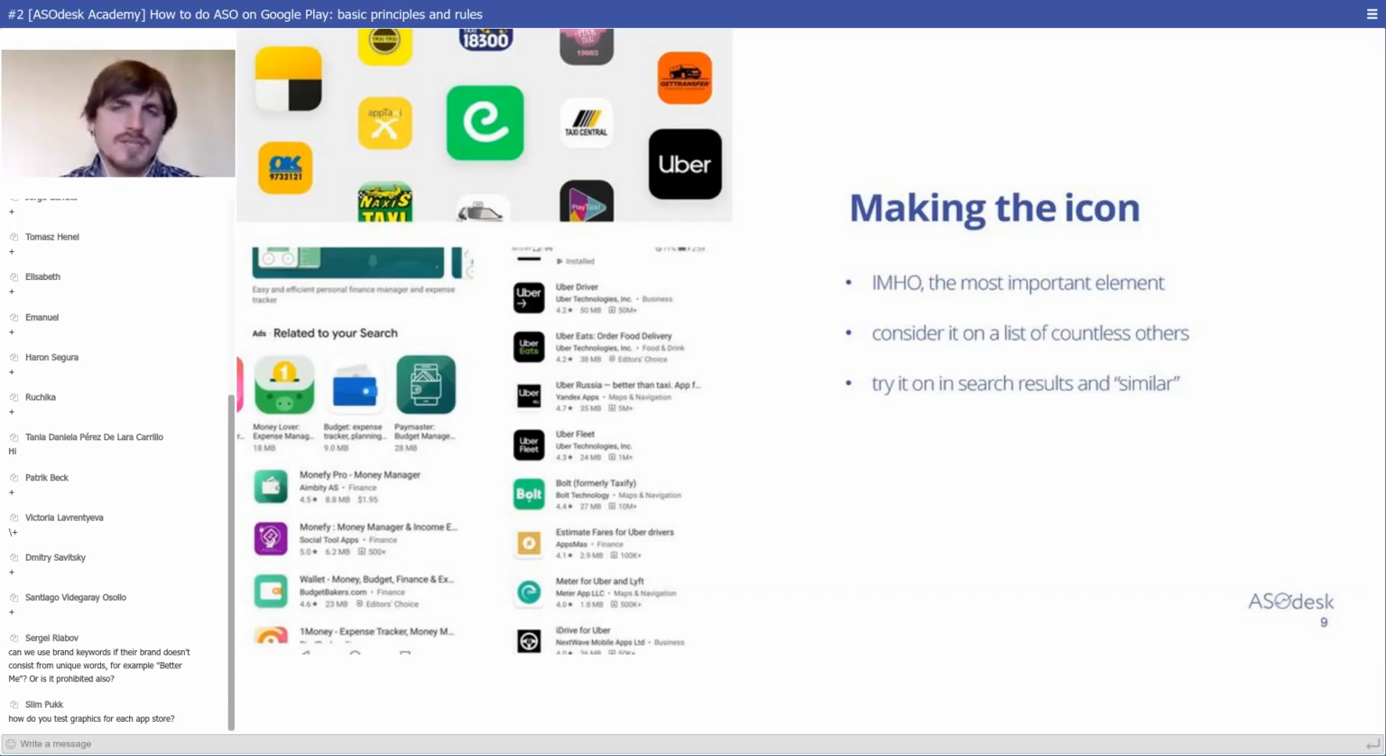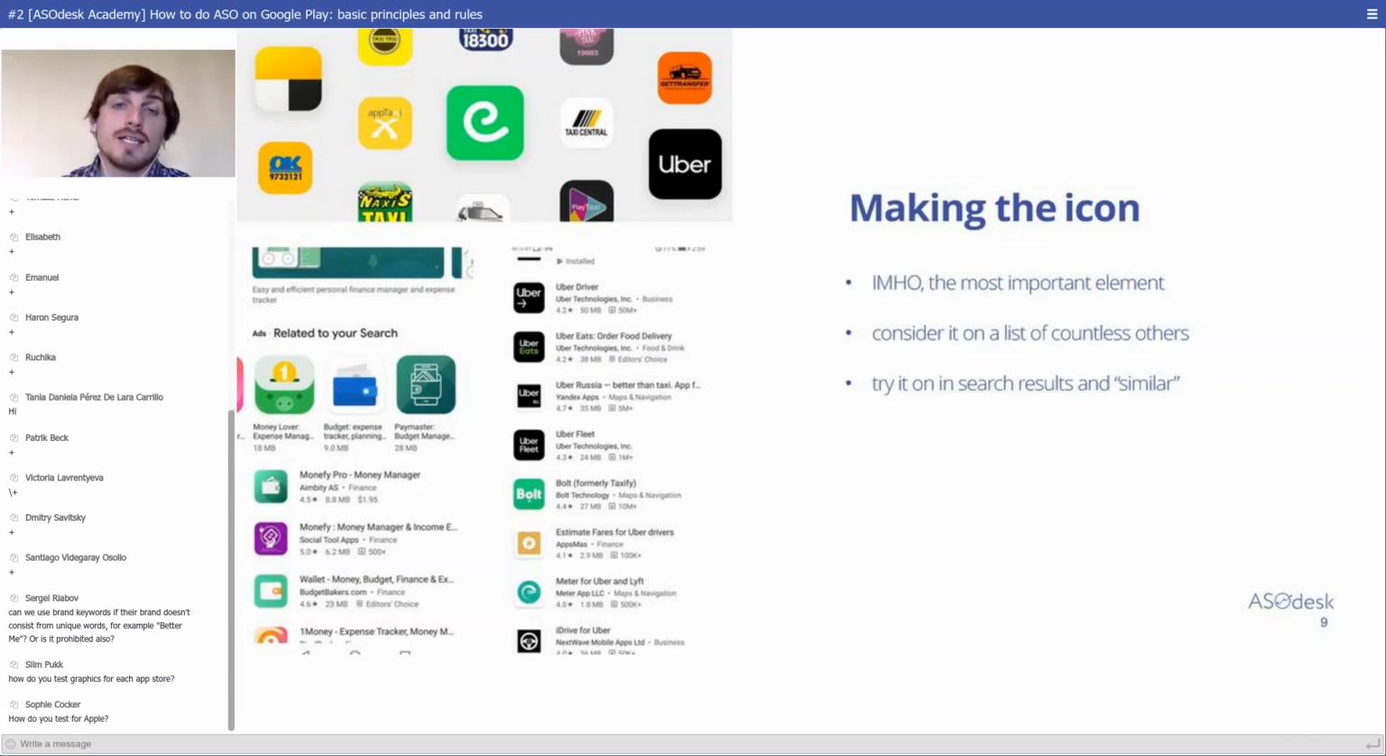I always consider it on a list of countless others. As you see here, search results on the left: there are search results with an Explore window and search results like normal search results. I always put my icon in the middle of other competitors' icons and analyze it, combining it with other icons. I like to put my icon as well in the top left corner, as you see on the left.